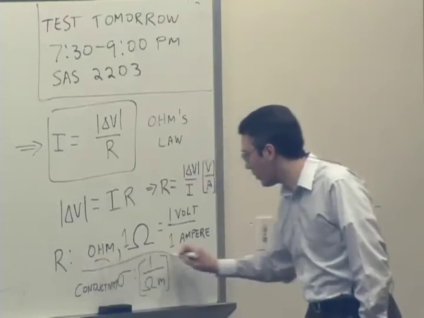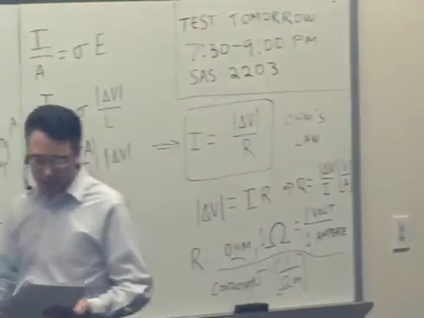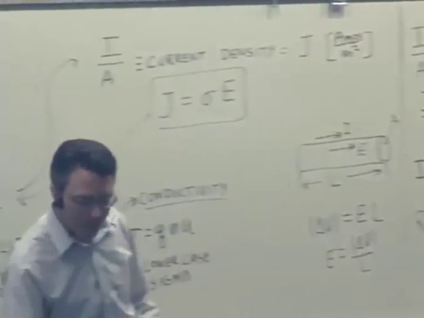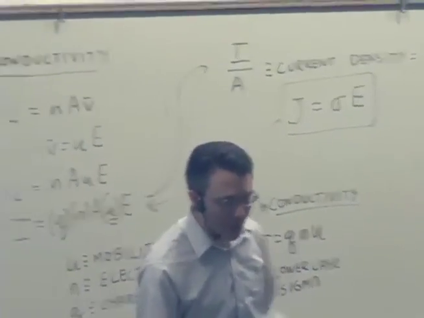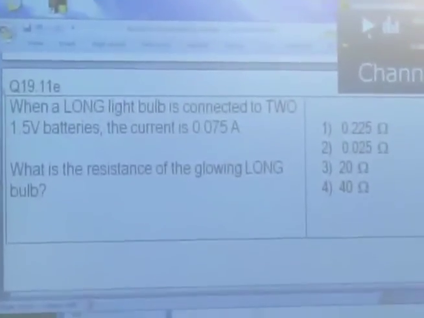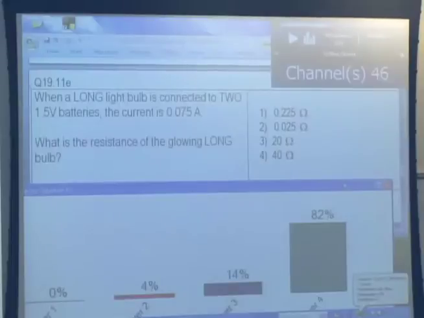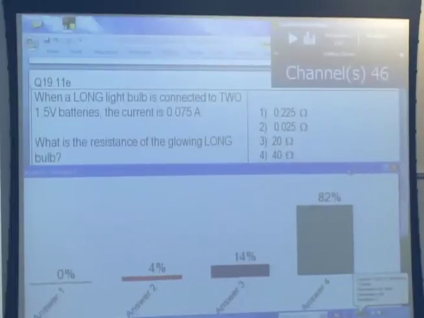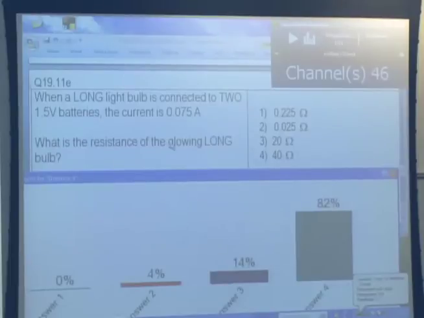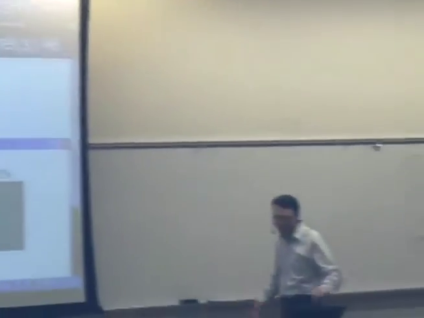Okay, that's resistance. Let's try a quick calculation here. A long light bulb is connected to two 1.5 volt batteries, and we measure the current to be 0.075 amps. What's the resistance of the long bulb? It should be pretty straightforward. All right, clearly it's got to be 40 ohms. Is that right? Oh, yeah, because it's two batteries. That's right. So the total potential difference is 3 volts. So 3 volts divided by 0.075 amps is going to give you 40 ohms. Okay, so that's resistance.